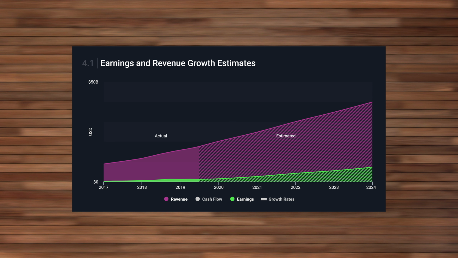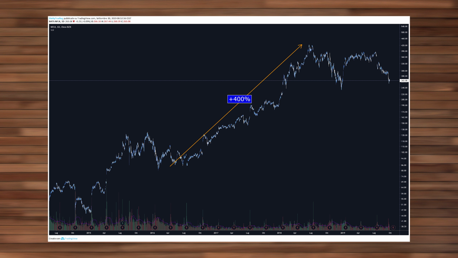For example, you can see Netflix. Okay, yeah, this is a little bit of an old company, but nonetheless, this company grew very fast in the last years. The revenues grew very fast, the earnings grew very fast, and also the price grew very fast, because on the last rally, on the last bull run, we had a 400% increase.